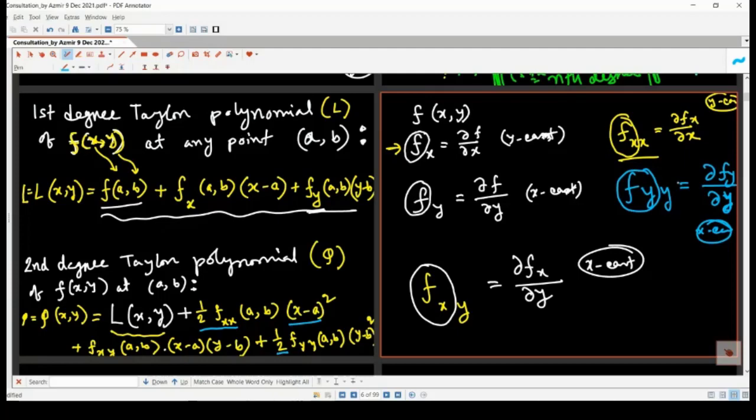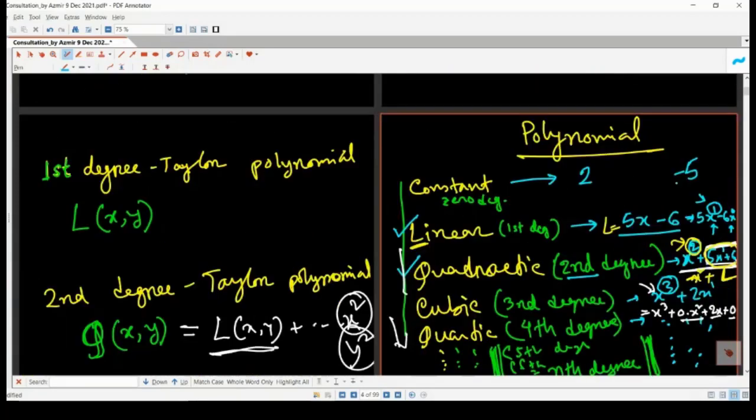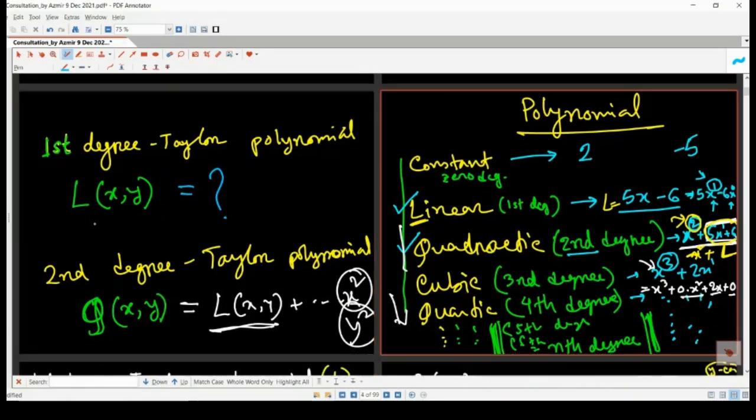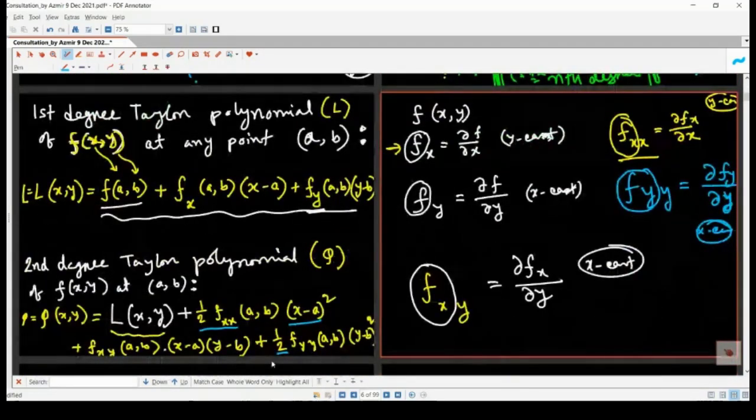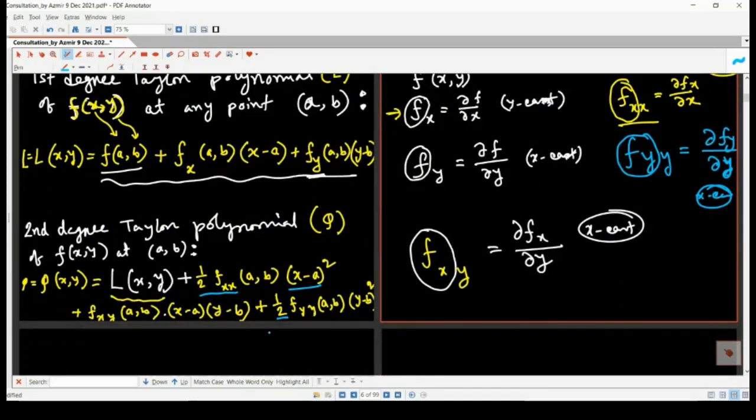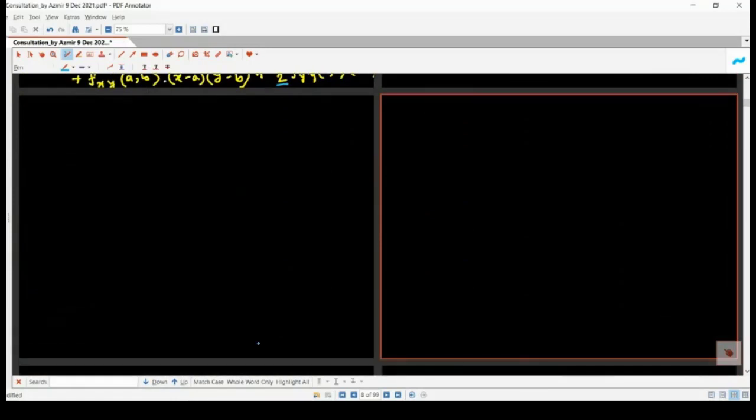So this is done. You will be asked to find what is L, or first degree Taylor polynomial, or find the linear approximation of the function. You have to find L. If you are asked to find the second degree Taylor polynomial or quadratic approximation for function of two variables, then you have to find Q. So Q equals L plus some other terms, and those terms are here. So these are the two formulas that you have to remember always. So we can write one example here.